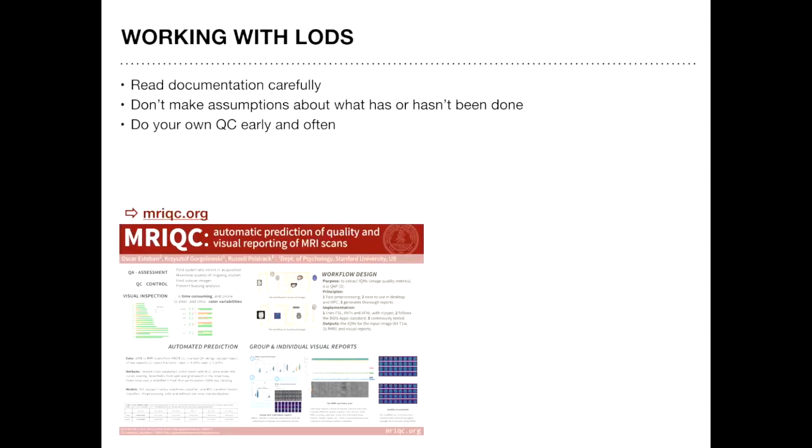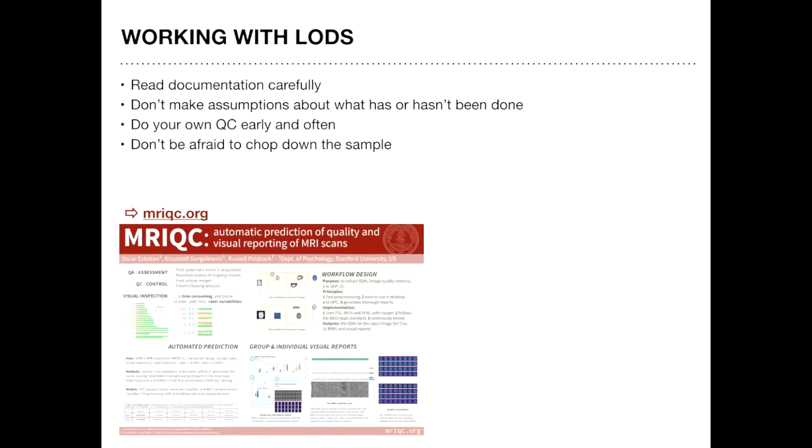And as the Ns increase, it becomes less practical to open things up and visually check and manually inspect every single subject, but there's tools out there that can help with this. So one really cool new one is MRIQC, which does automatic prediction of quality and visual reporting of MRI scans. You can check that out at mriqc.org.